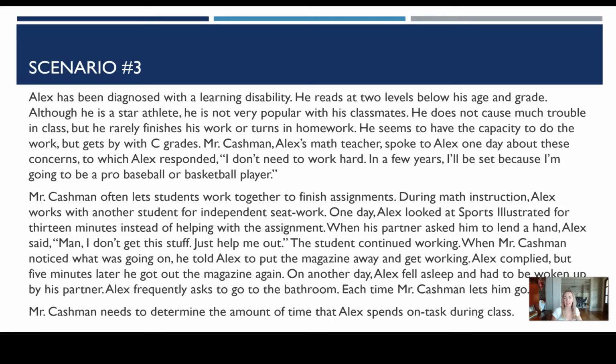When his partner asked him to lend a hand, Alex said, "Man, I don't get this stuff. Just help me out." The student continued working. When Mr. Cashman noticed what was going on, he told Alex to put the magazine away and get working. Alex complied, but 5 minutes later, he got out the magazine again. On another day, Alex fell asleep and had to be woken up by his partner. Alex frequently asked to go to the bathroom each time Mr. Cashman lets him go. Mr. Cashman needs to determine the amount of time that Alex spends on task during class. What kind of data would you collect? Think about it.